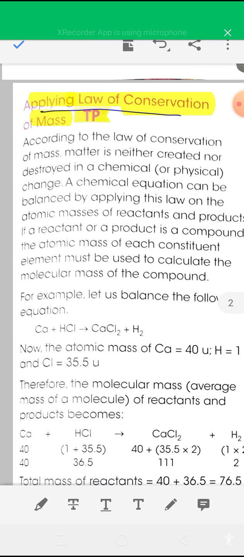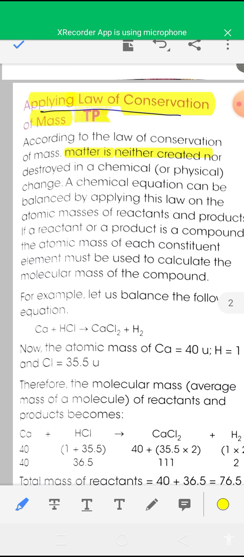The next method is applying the law of conservation of mass. According to the law of conservation of mass, matter is neither created nor destroyed in a chemical change. And the total mass of reactants must be equal to the total mass of products. Remember this.